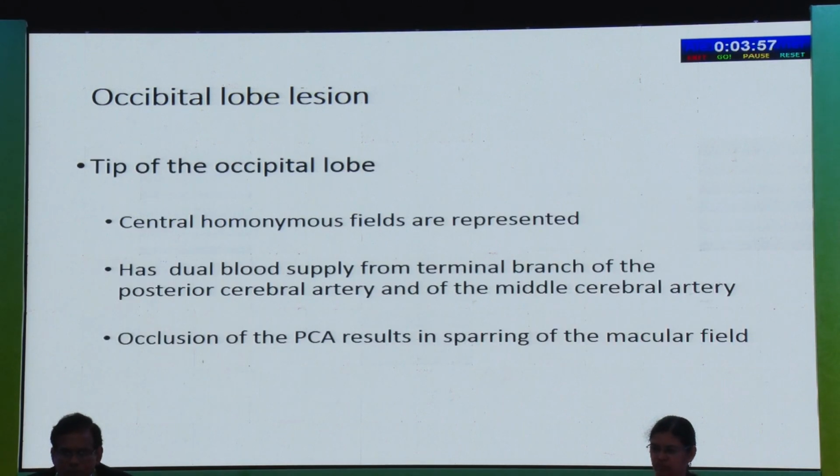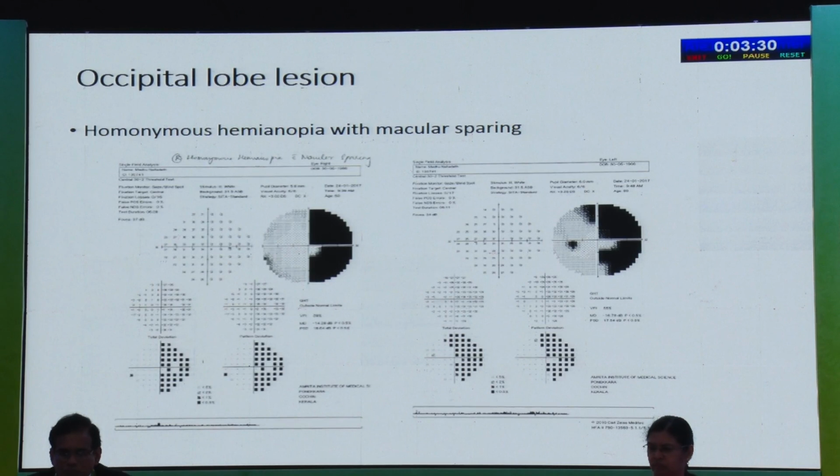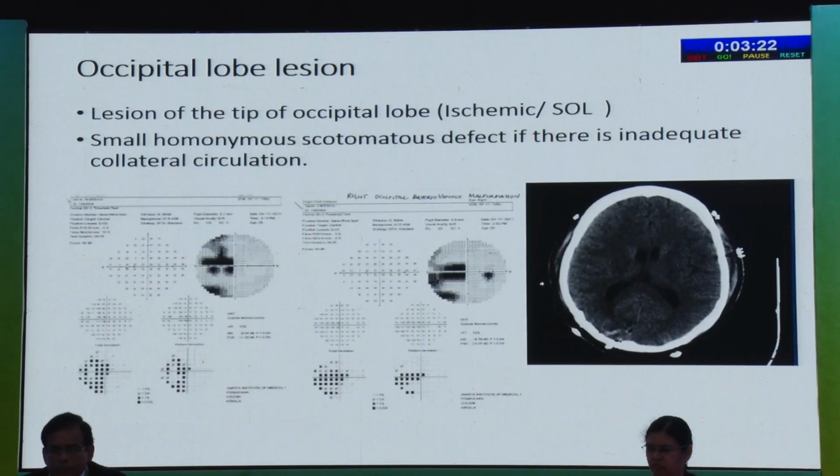At the tip of the occipital lobe, the central homonymous fields are represented. So we get a central homonymous field defect, and here the blood supply is dual. Both the posterior cerebral artery and the middle cerebral artery supply here. So occlusion of the PCA, that is the posterior cerebral artery, can result in a homonymous field defect with sparing of the macula. Here we can see the homonymous hemianopia with sparing of the macular central field.